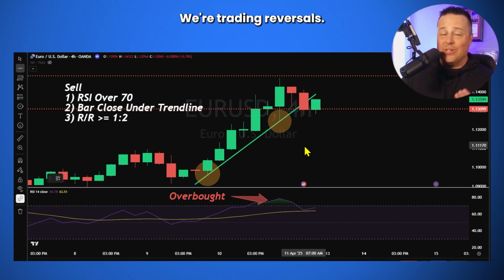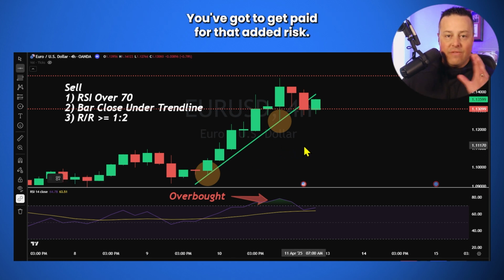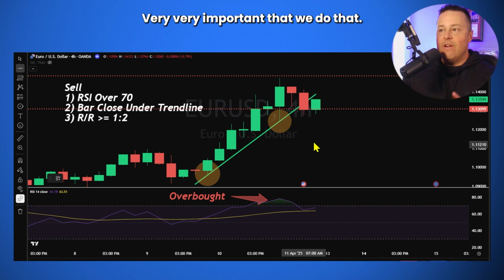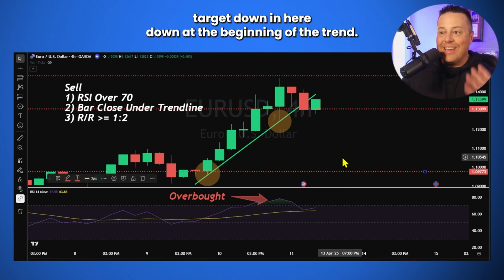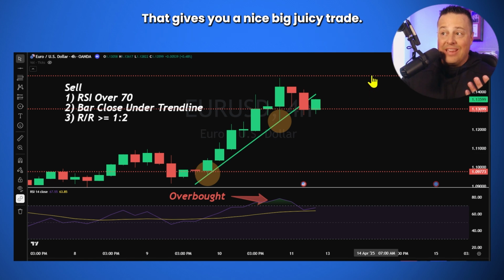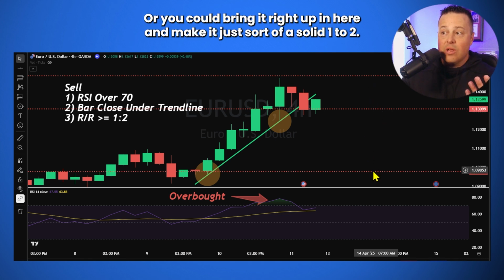We're trading reversals, and we're going against the trend. You've got to get paid for that added risk. Very, very important that we do that. So if you're looking at market structure, you could set your profit target down in here, down at the beginning of the trend. That gives you a nice, big, juicy trade, or you could bring it right up in here and make it just sort of a solid 1 to 2.